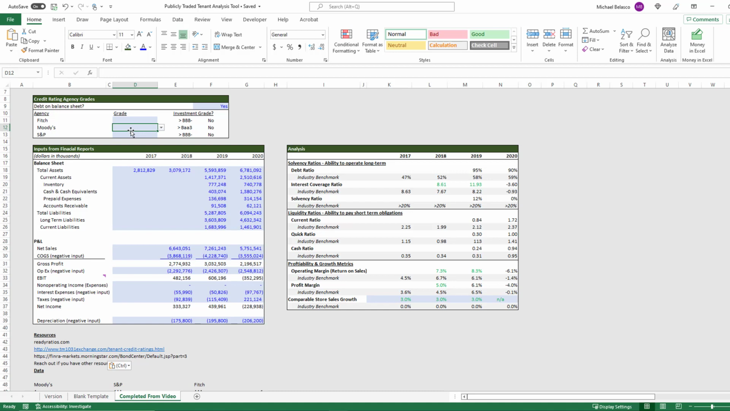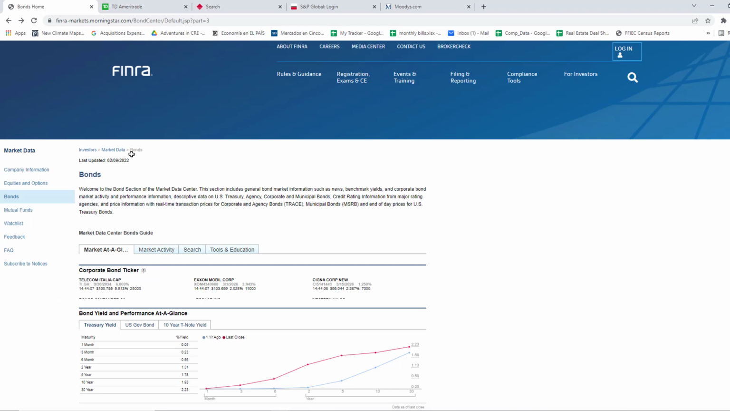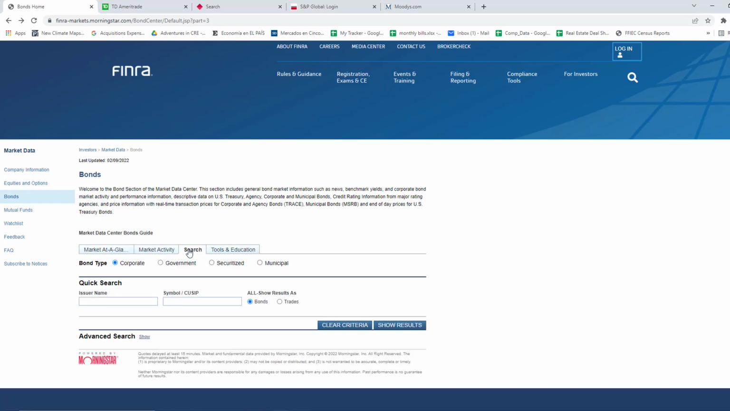So you're going to see how I did this, and if I come across a better methodology without having to pay for any subscriptions, I'll share that as well. So what we'll do for Burlington Coat Factory, or Burlington Stores, is I pulled up a couple websites that I like to search around. This FINRA website has a location where you could search bonds.